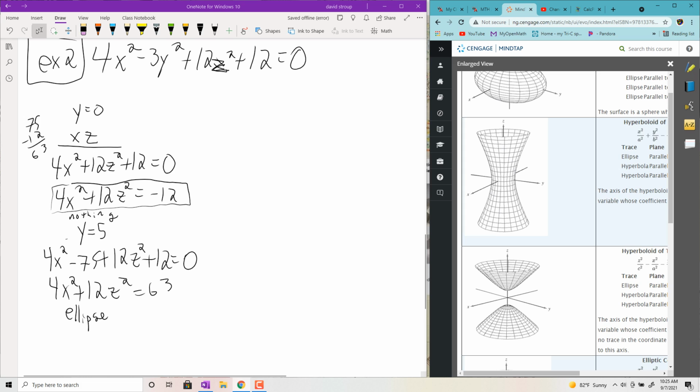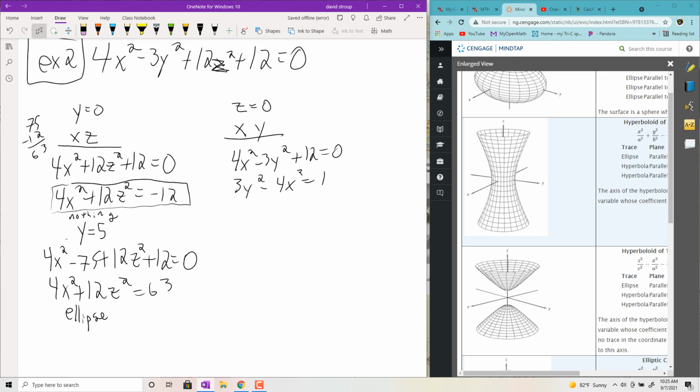So letting one variable equal 0 and seeing what happens in the other plane. Let's let z equal 0 and see what happens in the xy plane. In the xy plane, you're going to get 4x squared minus 3y squared plus 12 equals 0. You could rewrite that as 3y squared minus 4x squared equals 12. And that's a hyperbola. So you're going to get some sort of hyperbola. Here's x, here's y, and it'll be on the y-axis. And then let's see what the trace is in the third plane.